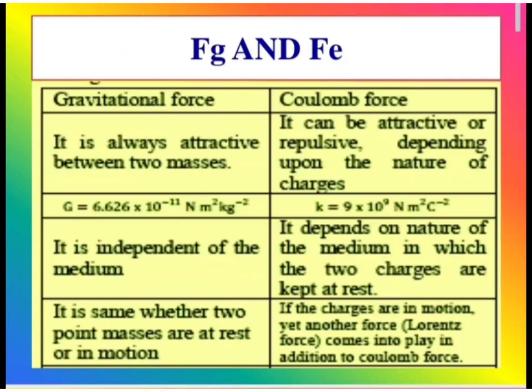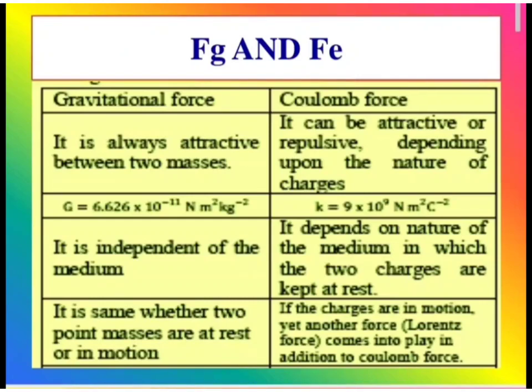Differences between the gravitational force and Coulomb's force. Force due to gravitation and force due to electrostatics. First, the gravitational force is always attractive between the two masses. In the case of Coulomb's force, it can be attractive or repulsive depending upon the nature of the charges. Point number 2: the value of the gravitational constant is equal to 6.626 into 10 to the power of minus 11 Newton meter square kilogram power minus 2.